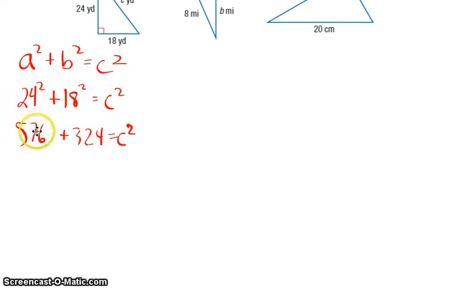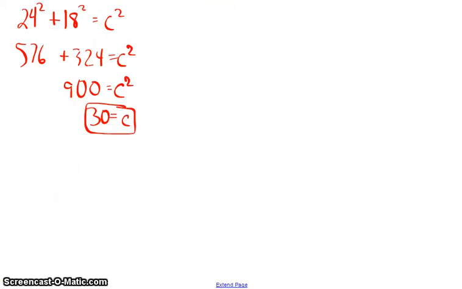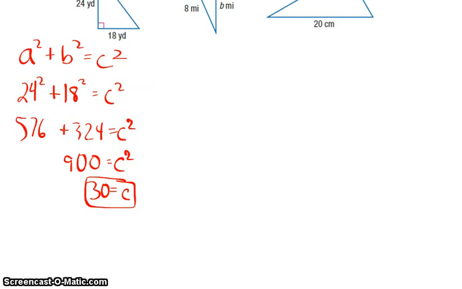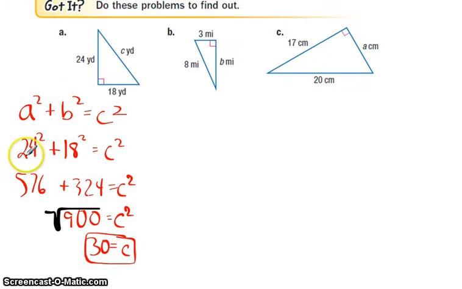Okay, 24 squared is 576. 18 squared is 324. Now we can go ahead and add them together, and we get 900. Okay, but 900 is not our answer. We still have to get C by itself. So what we need to do is take the square root of 900, and the square root of 900 is 30.